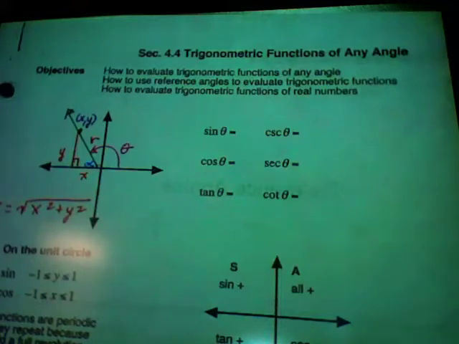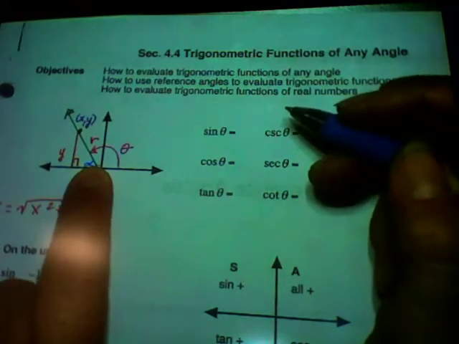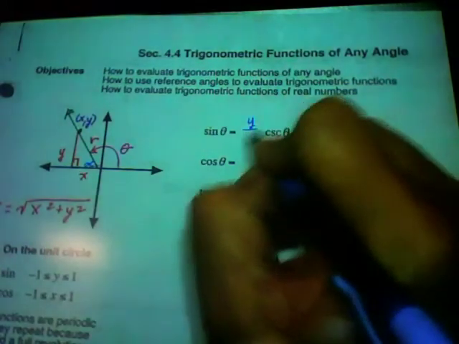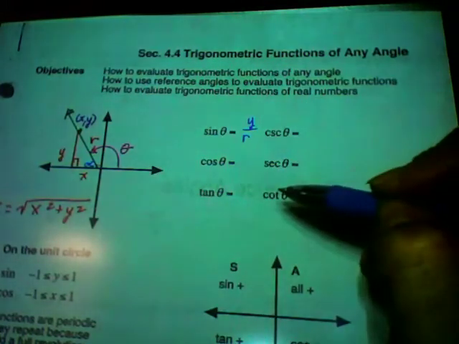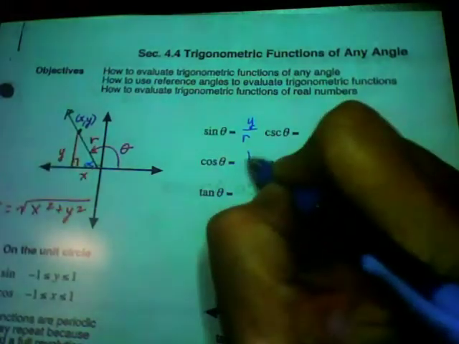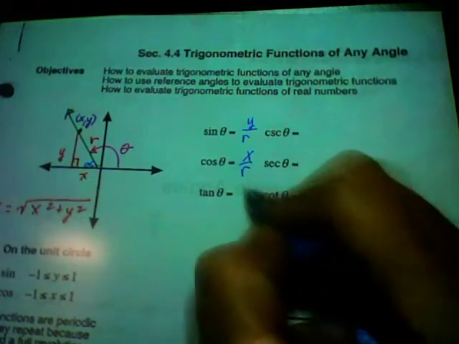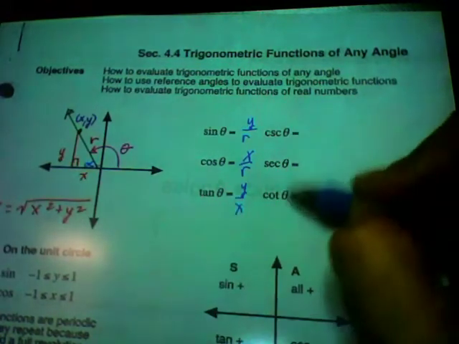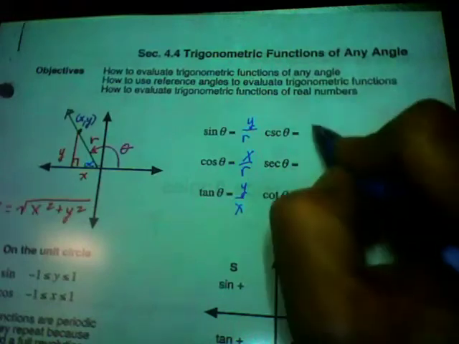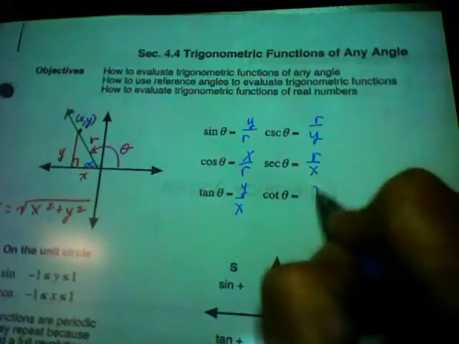So for sine, it's what over what? Opposite over hypotenuse. So what's the opposite to this little angle here? Y over, so this becomes y over r. What's the cosine? X over r. Adjacent over hypotenuse, which is x over r. And what's tangent? Opposite over adjacent, which is y over x. And so aren't these the inverses of these? So we have r over y, r over x, and x over y.